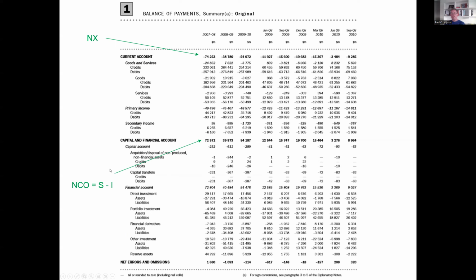Current account, capital account. Now, while the current account, I'm going to refer to that balance there, these balances there, as net exports. With the capital financial account, I'm going to refer to those balances as net capital outflow, which is represented as S minus I.